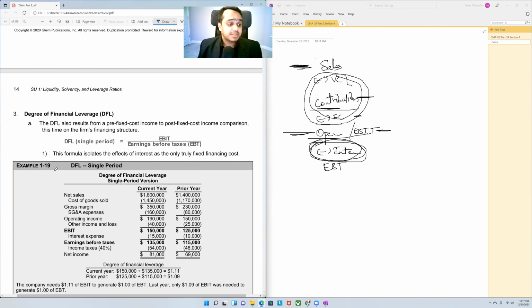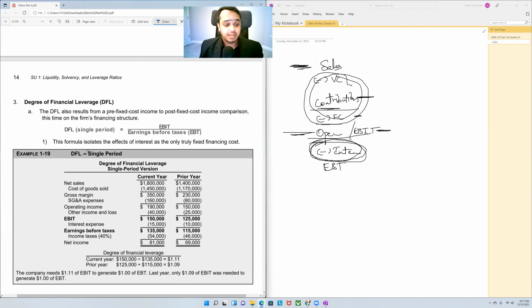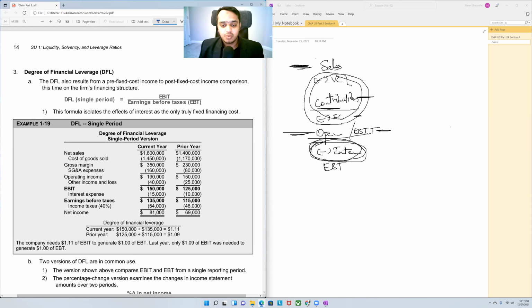Okay. Now, next comes degree of financial leverage. Now, degree of financial leverage, as I said, what is the main factor in degree of financial leverage?